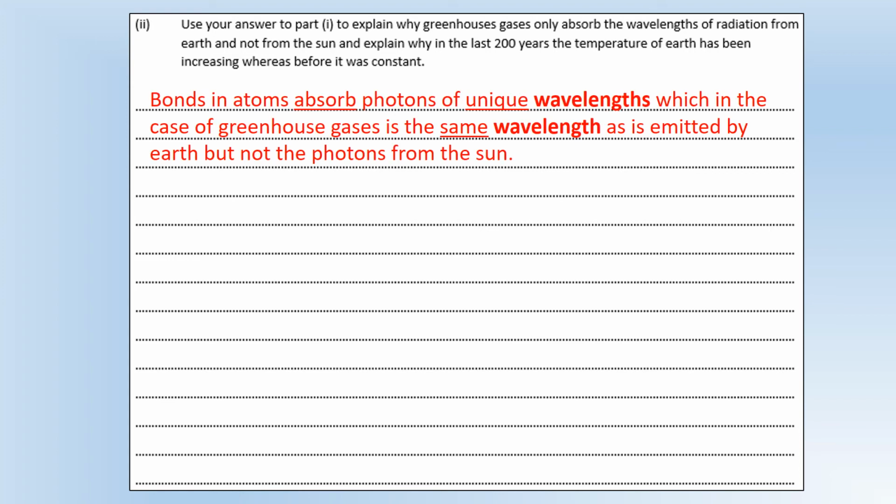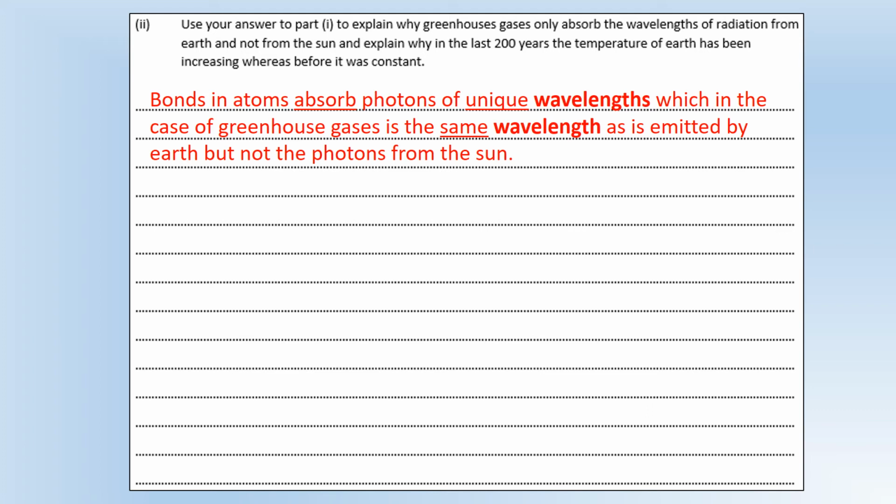Okay. So using that, explain why greenhouse gases only absorb the wavelengths of radiation from Earth, not from the Sun, and explain why in the last 200 years the temperature of Earth has been increasing, whereas before that it was constant. So first of all, there are three what we call greenhouse gases in the atmosphere: methane, CO2, and water vapor. Every single type of atom or molecule has bonds, and those bonds absorb certain wavelengths of radiation, and that's how infrared spectroscopy and all these things you learn in chemistry work.